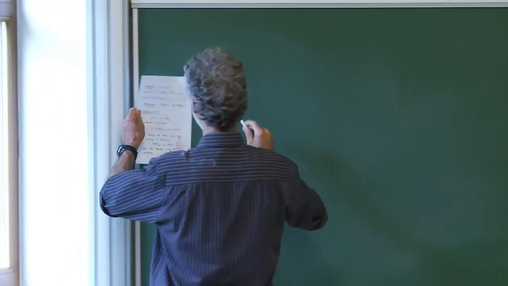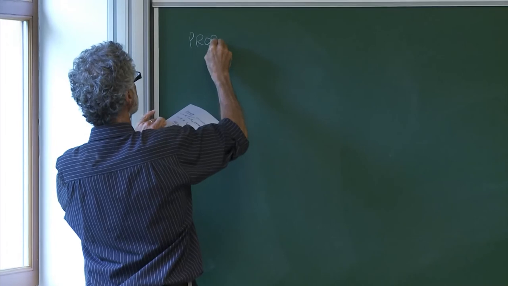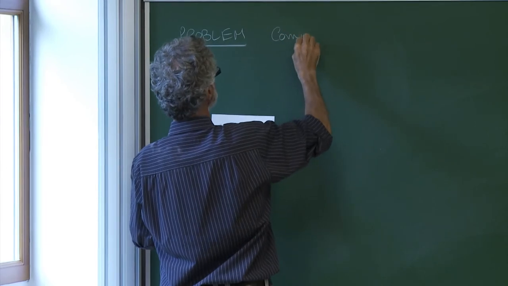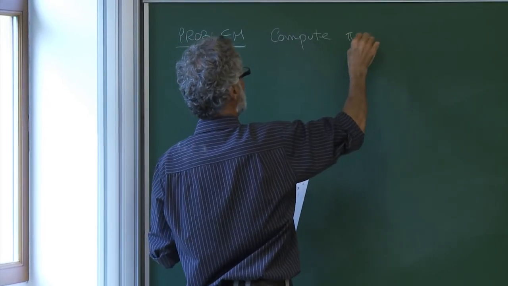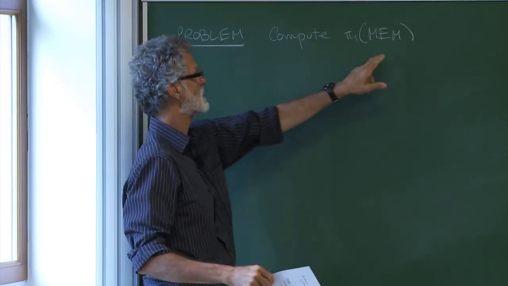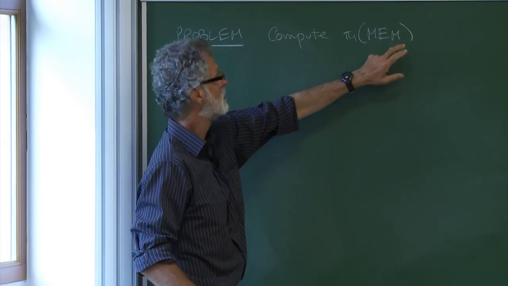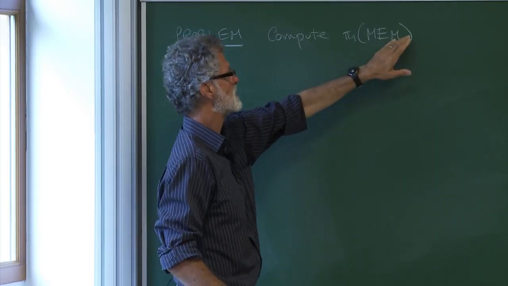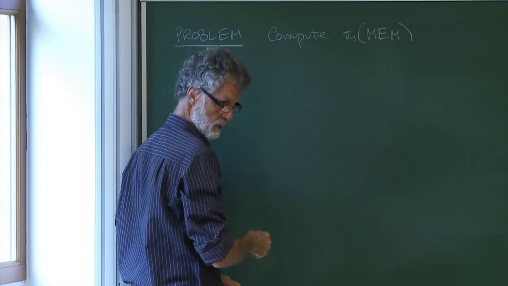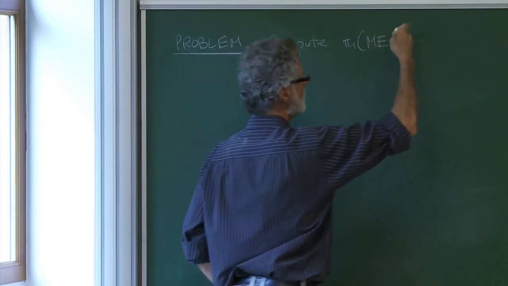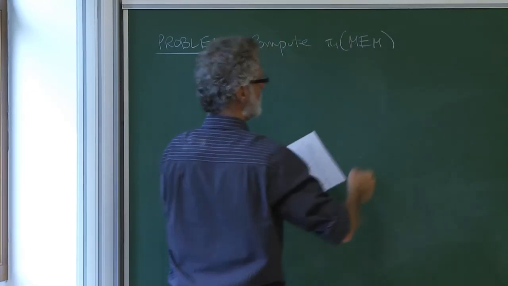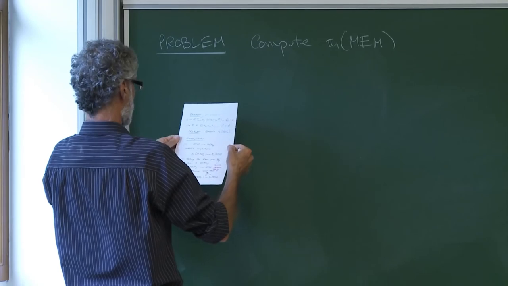And so our problem is to compute pi 1 of MEM. So sometimes I'll be precise about the fiber functor because it matters. Other times it doesn't matter because you always get the same group. You get different inner forms of the group. If you use different fiber functors, the fundamental groups are isomorphic, with an isomorphism unique up to conjugation. All right.